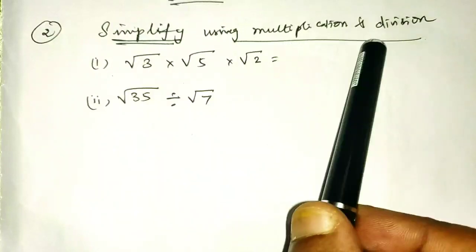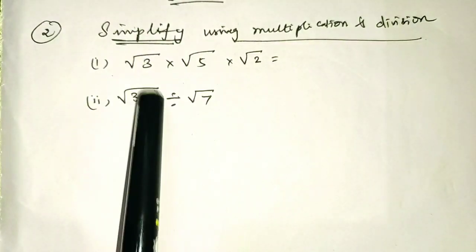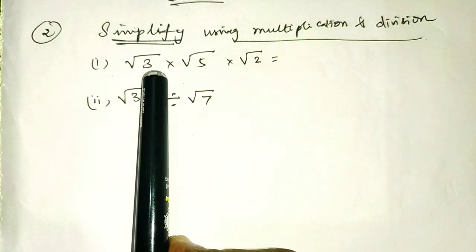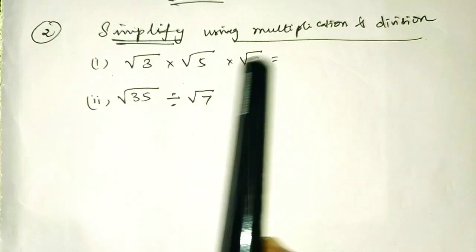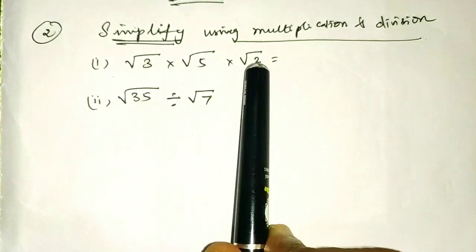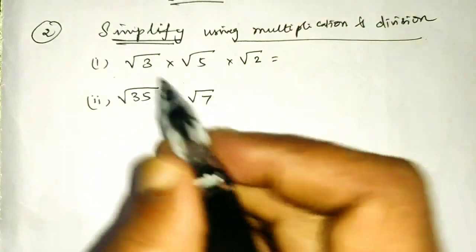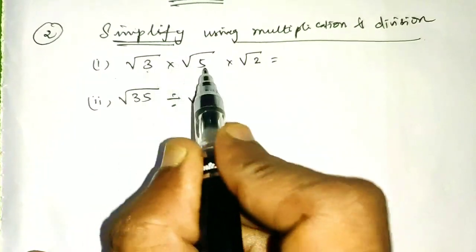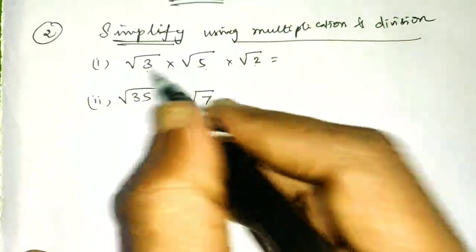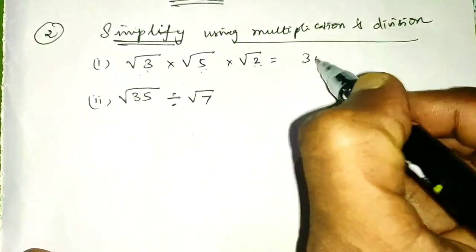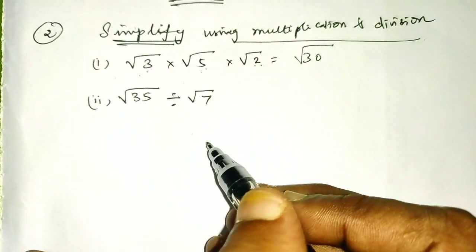Simplify using multiplication and division properties of surds. Here the first sum is square root of 3 into square root of 5 into square root of 2. All the roots are in the same order. So you can multiply these surds. 3 into 5 into 2. 3 fives are 15. 15 into 2, 30. So square root of 30.